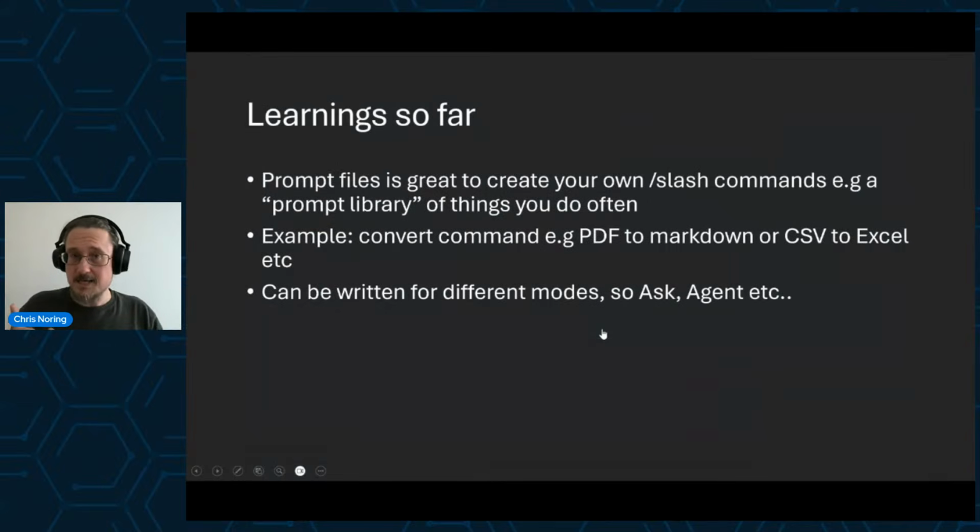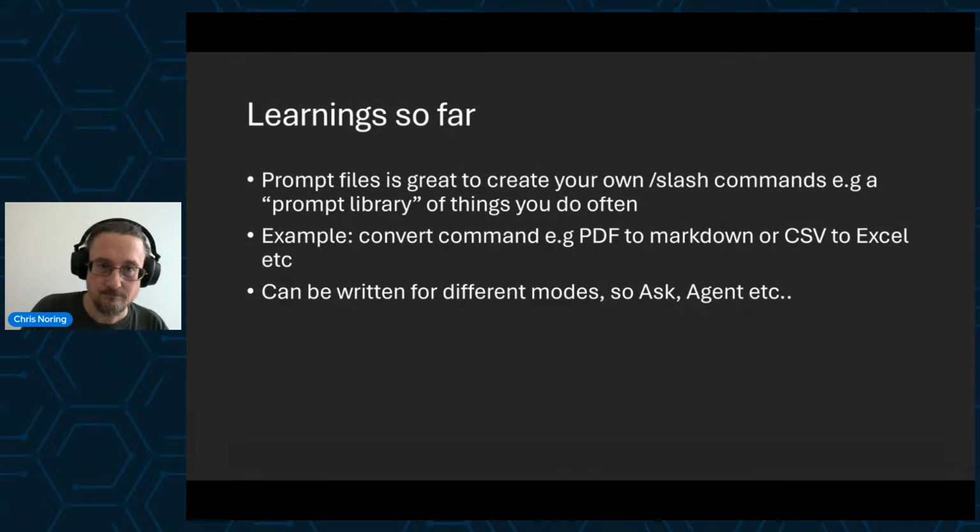So wasn't that exciting, right? You can literally extend GitHub Copilot with your own bespoke commands that can do whatever you want them to do. Prompt files are great, or I would even say fantastic, to create your own / commands, a prompt library of things that you do often, so that you don't want to do manually. So why not extend GitHub Copilot with these commands? It could also be written for different modes. As you saw, we targeted the agent, but I believe you can also target different modes as well.